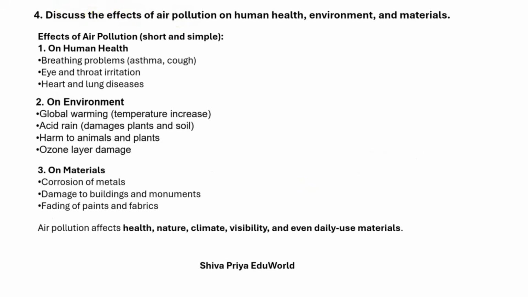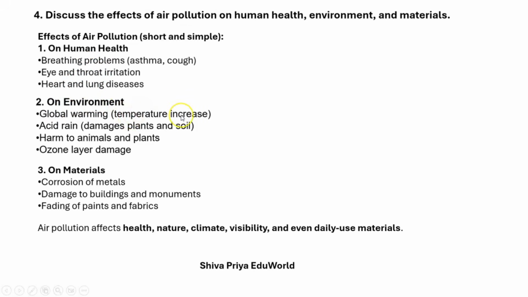Discuss the effects of air pollution on human health, environment and materials. How air pollution is affecting human health, environment and materials, we have to explain. Here, on human health, breathing problems: we can get breathing problems like asthma, cough. Clear? And eye and throat irritation also sometimes we may get. Heart and lung diseases: this is the biggest disadvantage of air pollution, and it is affecting the health of humans. And on environment, how is it affecting the environment?